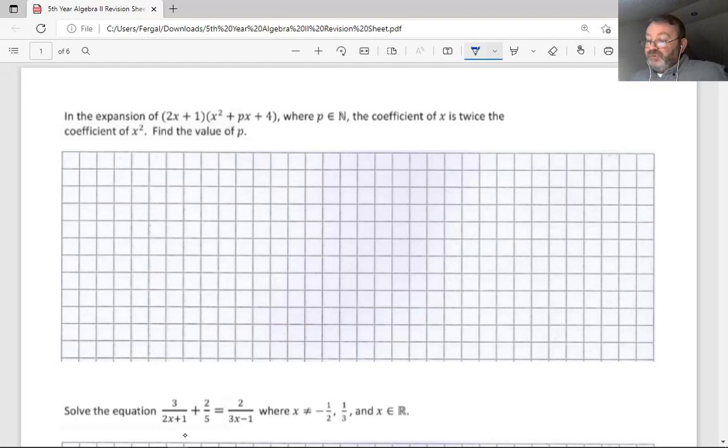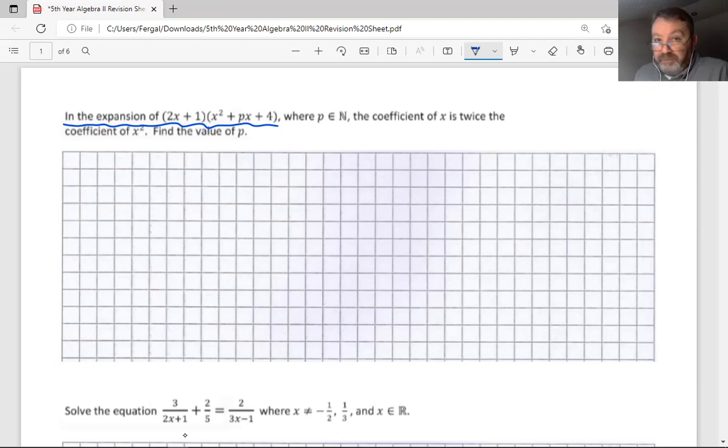In the expansion of (2x + 1)(x² + px + 4), where p is an element of N. Now, I'm just going to stop there. In the expansion of. So therefore, you have no choice but to multiply those two brackets together. So let's do it. 2 by x² is 2x³. 2x by px is 2px². 2x by 4, 8x. Then x², then px, then 4.